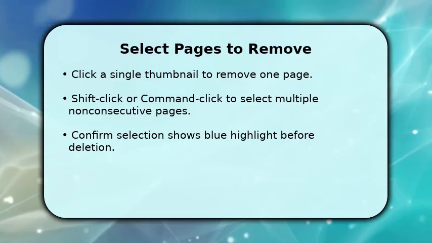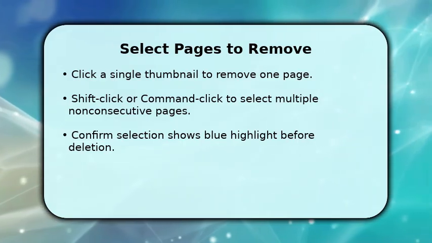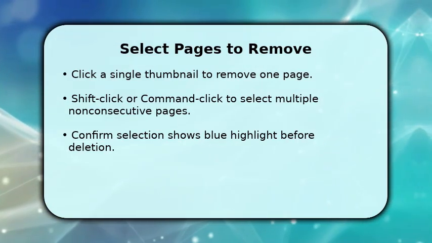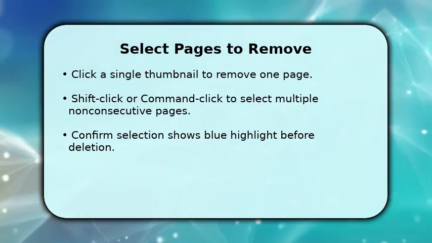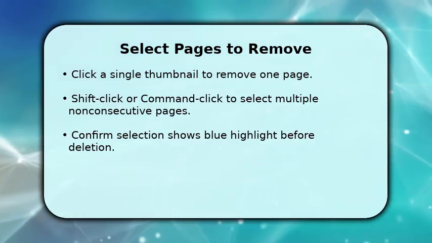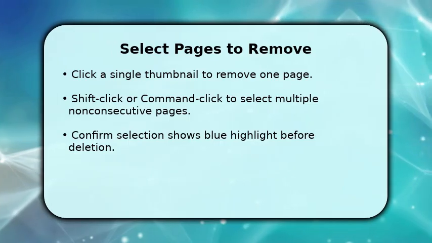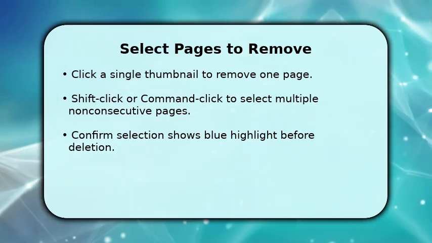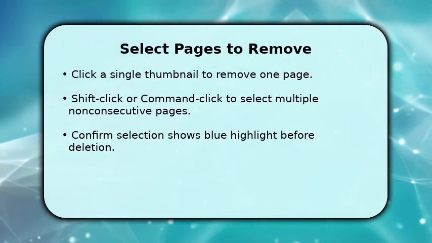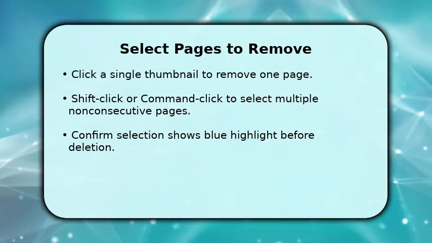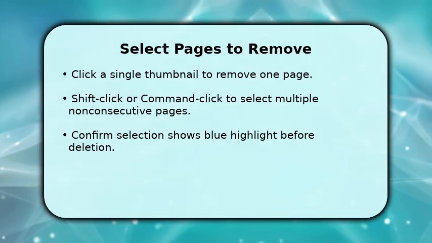Click a thumbnail to target one page, hold Shift and click to select a range, or Command-click to pick non-consecutive pages. Make sure the selected thumbnails show a clear blue highlight so you know what will be deleted. Once selected, press Delete on your keyboard or right-click and choose Delete to remove them entirely. This removes the full page, including background objects, so double-check selections before you commit.